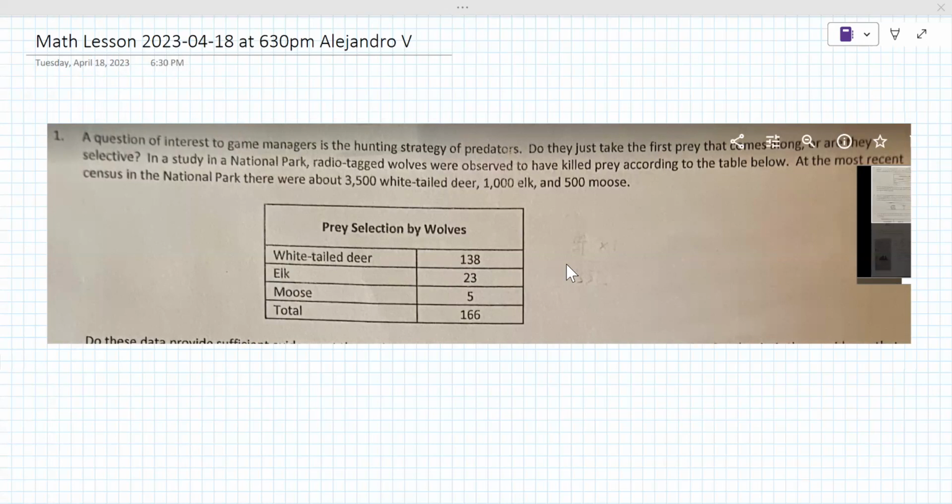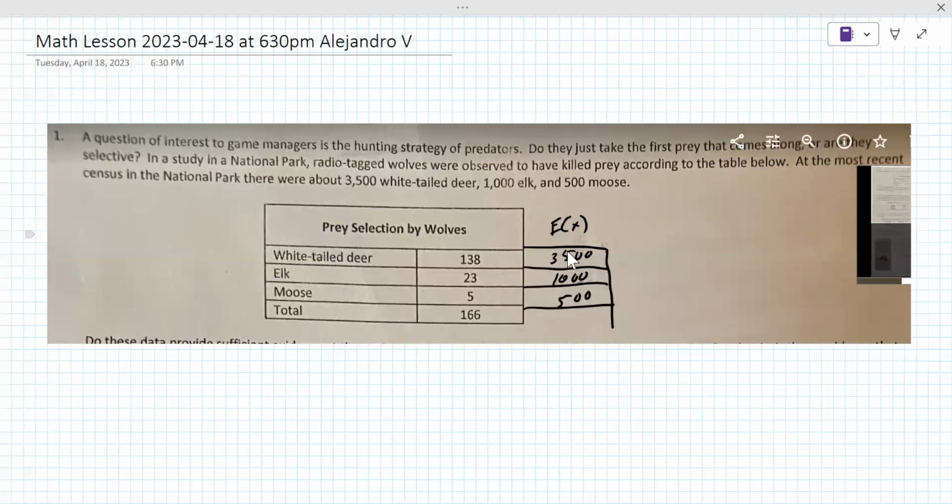Okay. So the thing that's maybe different here, I'm trying to think how best to describe it, is we know that the counts for white-tailed deer are 3,500, 1,000, and 500, but these are not the expected counts. These are the expected counts if you had this many. So we really need to convert all of this to percentages or proportions.